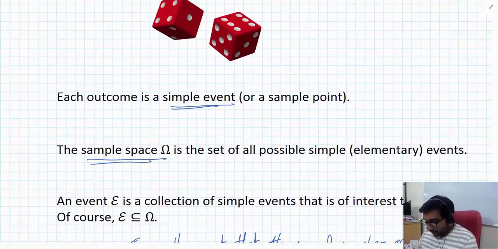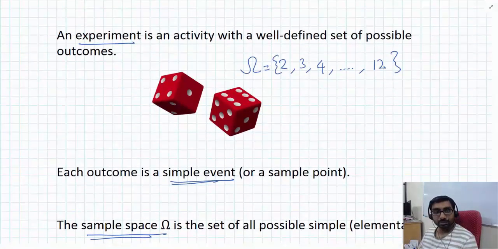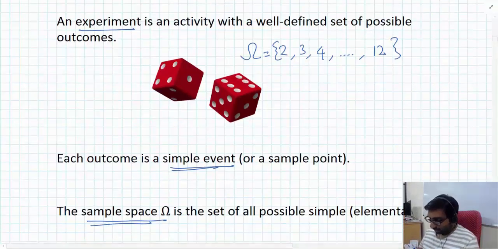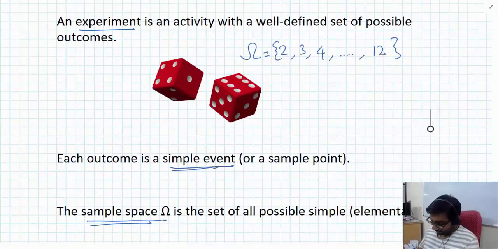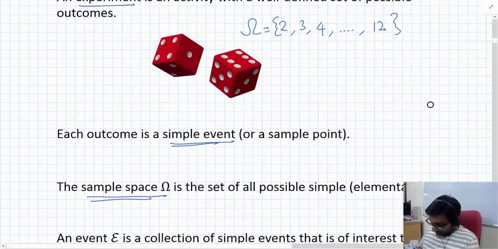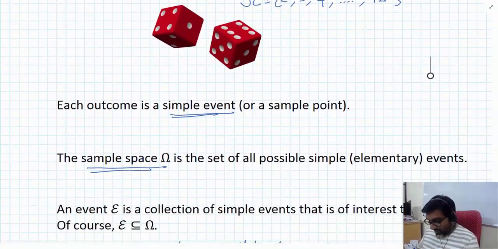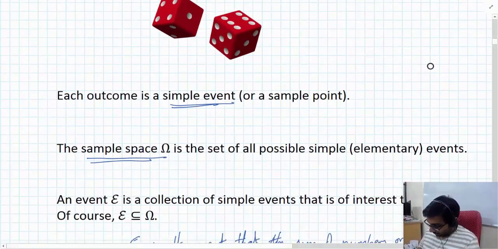Each of these outcomes is what is called a simple event. And so in this particular experiment, we have 11 possible simple events. Sometimes these simple events are also called sample points. And as we mentioned, the sample space is simply the set of all possible outcomes.